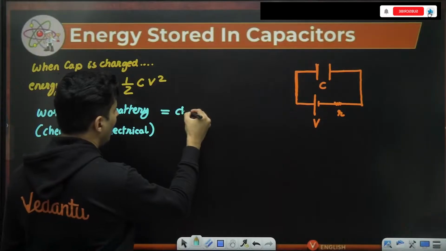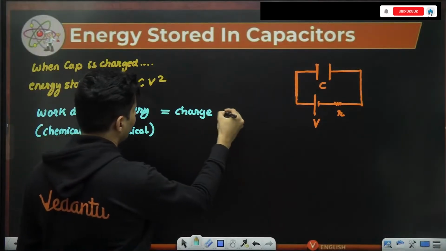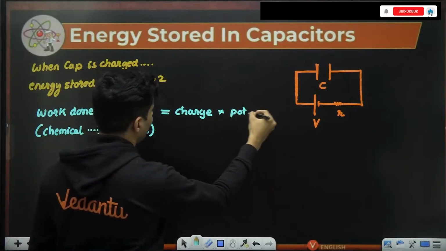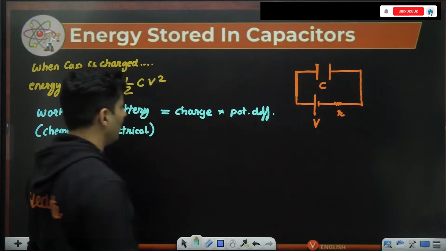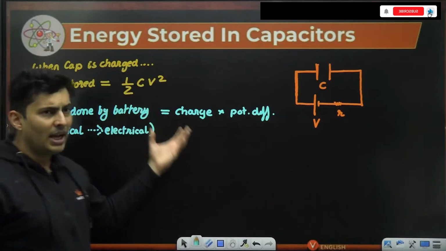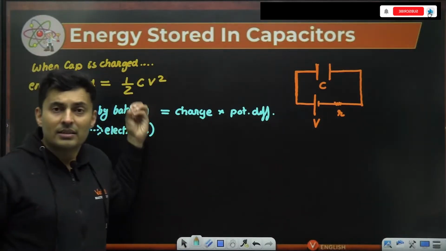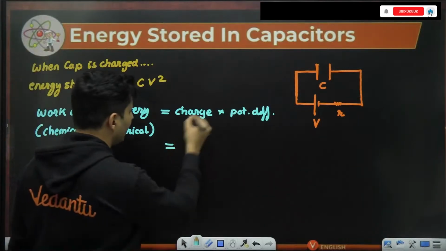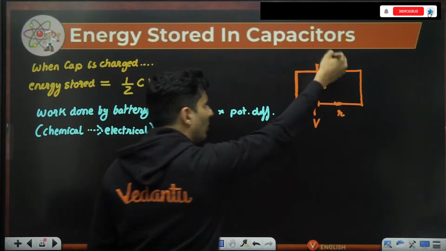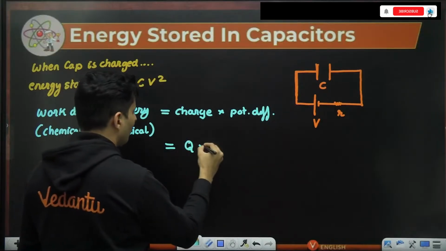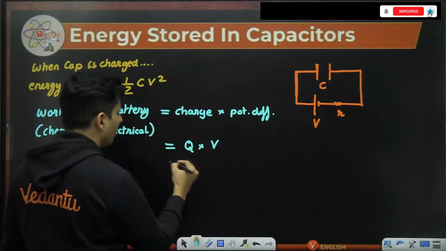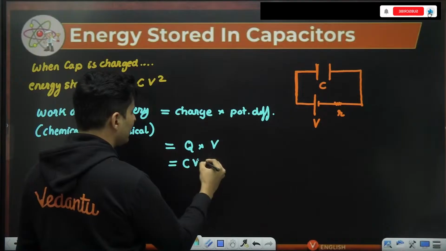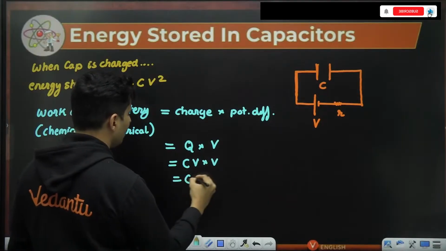This will be however much charge was supplied multiplied by the potential difference. That's the standard formula. Work done by a voltage difference is how much charge you are moving through that voltage difference. So the charge that I am moving is the charge which is stored on the capacitor, which is Q. Voltage difference is V, but wait a minute, Q is nothing but CV itself. So this will become CV square.